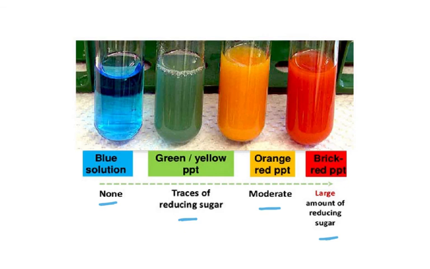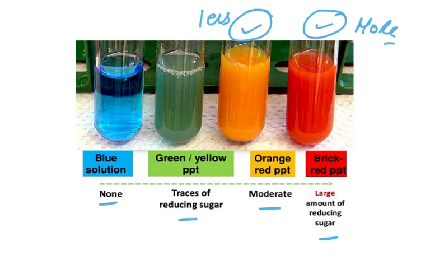So that is why this is called a semi-quantitative test. Semi means half and quantity means how much there is in it. So it roughly tells you the quantity. So if there was one solution which was orange and one which was brick red, you knew that this one had less reducing sugar and this one had more reducing sugar in it. So you roughly get to know less or more, but not the exact amount.